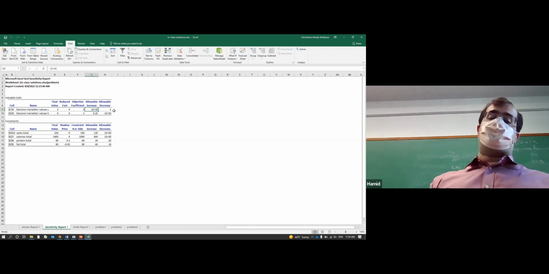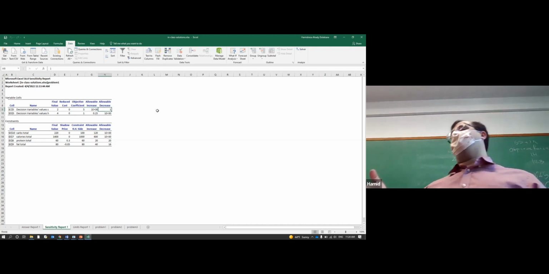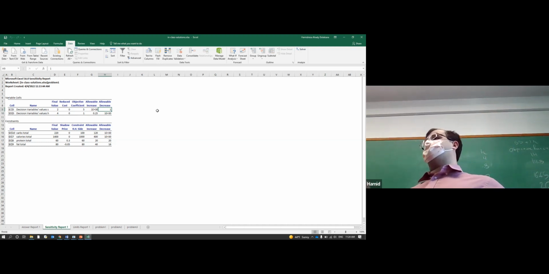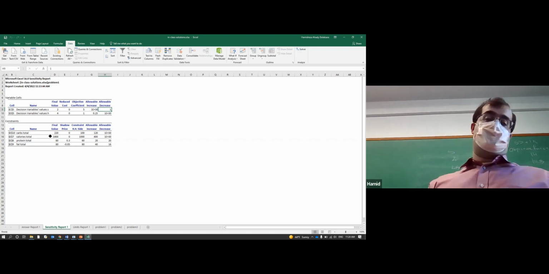So if you find a sandwich is $2 cheaper, the number of sandwiches or hash browns or the objective function would change, because the allowable decrease is one, it's not two.